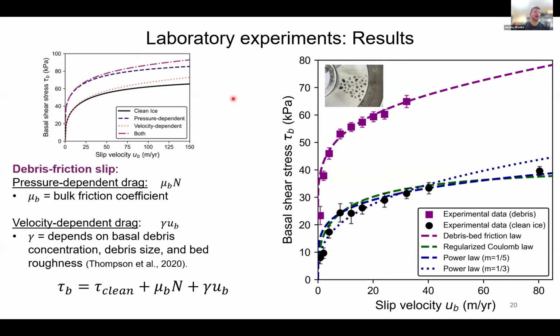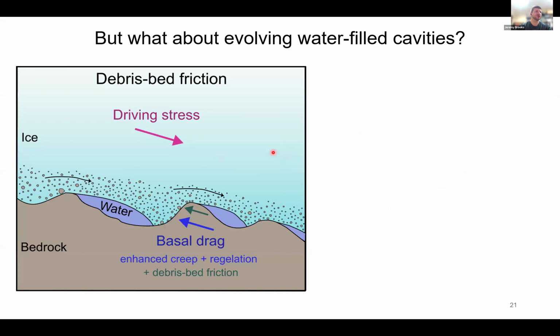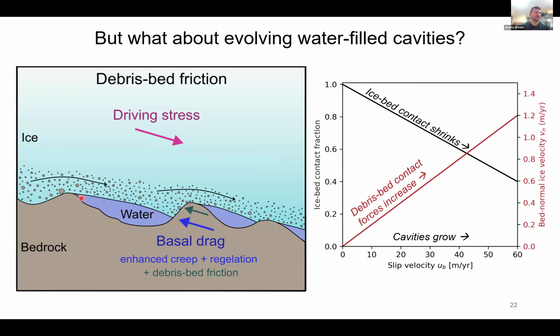Because in our experiment, we had a particular ice bed contact region with debris that was in contact, with the same amount of debris in contact with the bed for all these different slip velocities. But in nature, as you increase that slip velocity, you are increasing the size of these water-filled cavities and decreasing the ice bed contact areas. So that effect might actually counteract the rate strengthening we observed in our experiments. So we want to test that using numerical ice flow models.